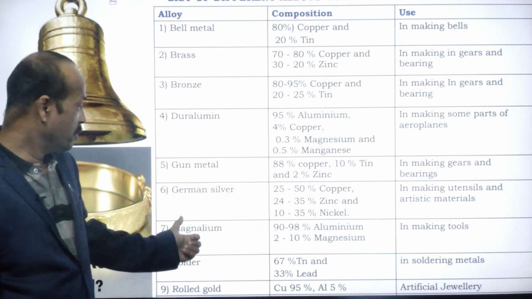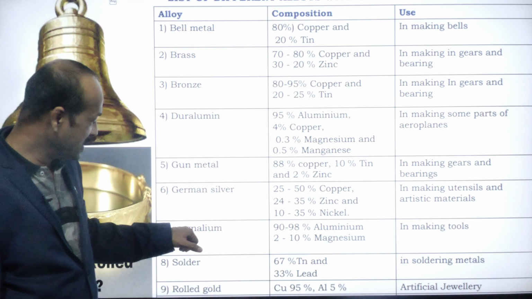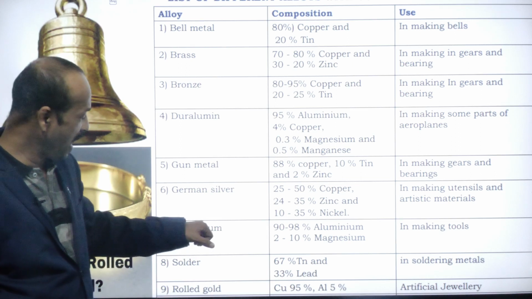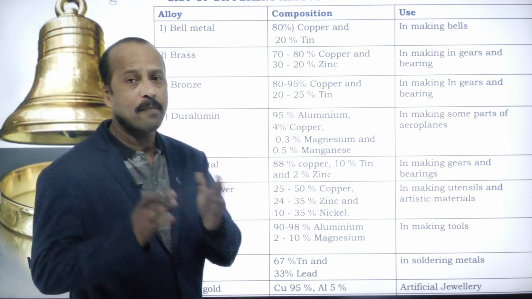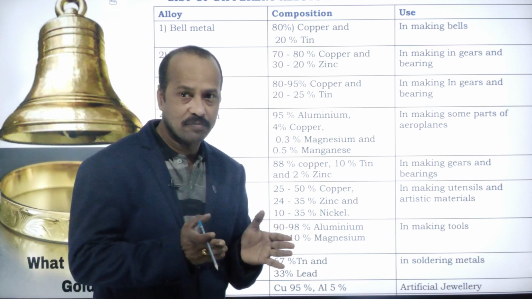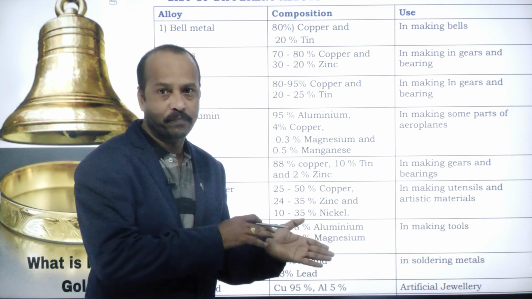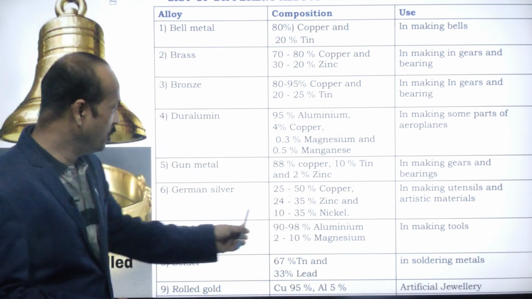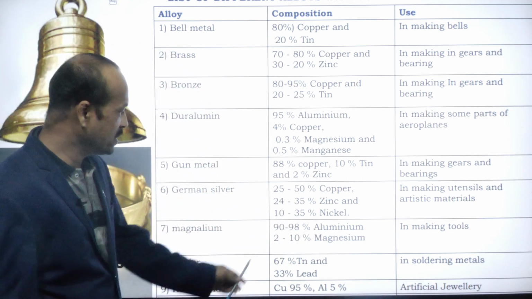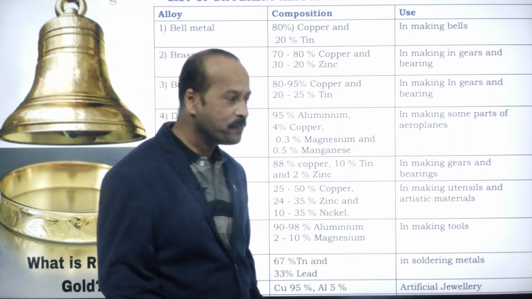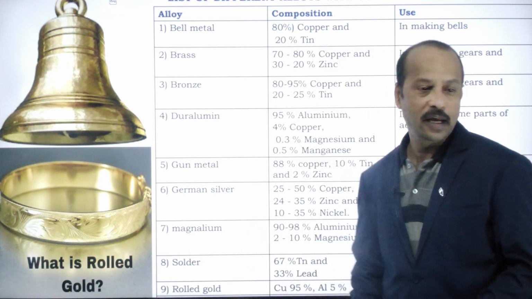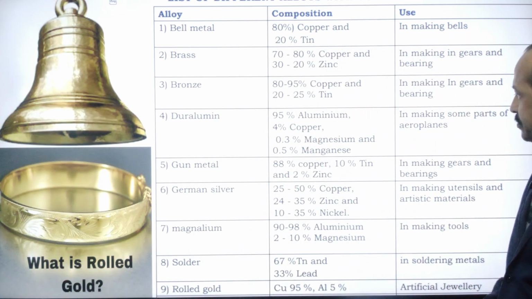Then come to magnalium. Mag means magnesium and allium means aluminium, as the name itself suggests: magnesium and aluminium. So it has aluminium 90 to 98% and 2 to 10% magnesium. This is called magnalium, and it is used in making tools.